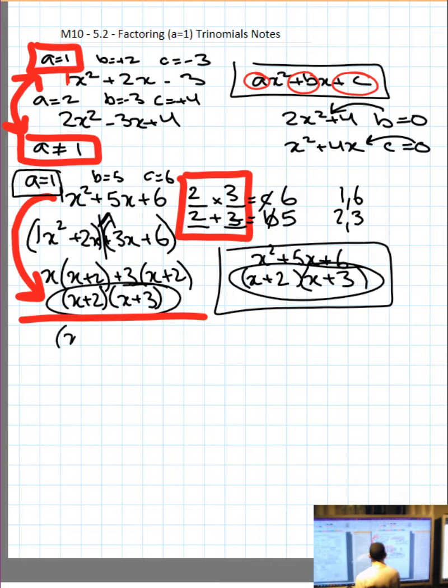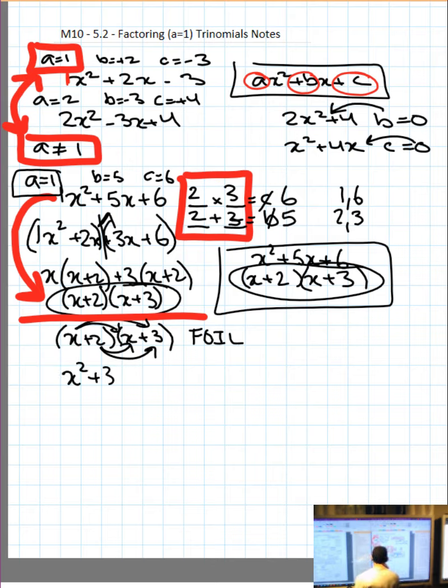So we're going to take our question, we're going to rewrite it. Then we're going to distribute. 1, 2, 3, 4. If you forget how to do this, go back to last year and remember how to first, outsides, insides, lasts, FOIL. X times x is x squared. X times 3 is positive 3x. Positive 2 times x is positive 2x. And 2 times 3 is positive 6.